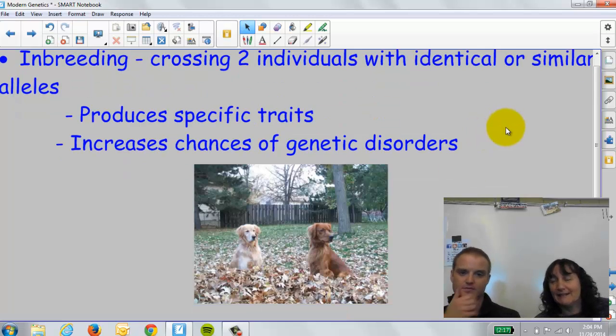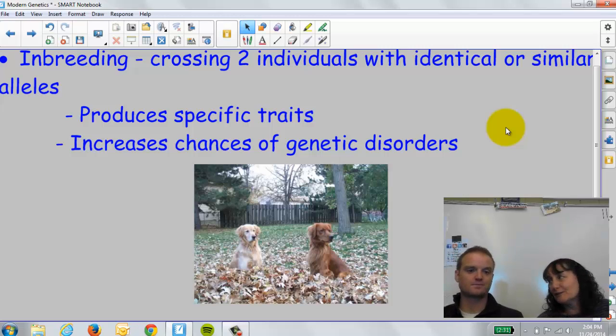Then we have inbreeding, and that means you're crossing 2 individuals that have identical or very similar alleles. We see this a lot in dogs, like the picture there of the 2 golden retrievers. If you want to keep having golden retriever puppies, you have to have 2 golden retriever parents. Otherwise, the puppies are going to look different. Long furry coats tend to be, yeah. So you're trying to get those specific traits.